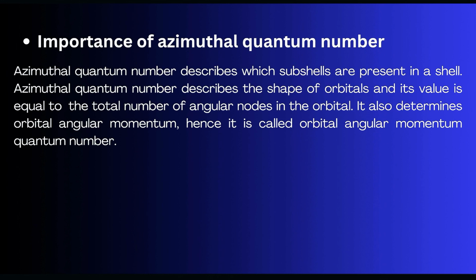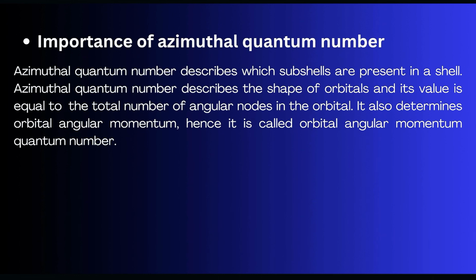Now, importance of azimuthal quantum number. The azimuthal quantum number describes which subshells are present in a shell. Correct? Like for K, the azimuthal quantum number l is equal to 0. That means the s subshell is present in that particular shell. This azimuthal quantum number also describes the shape of the orbital and its value is equal to the total number of angular nodes present in the orbital.